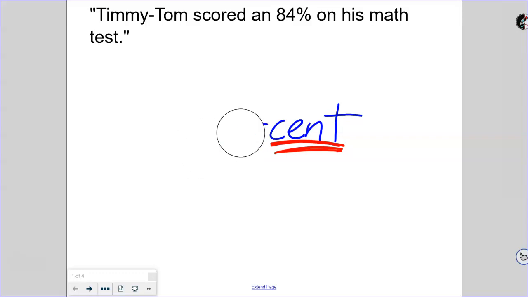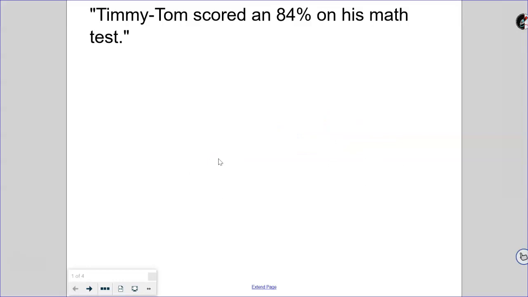So to be clear about something, when Timmy Tom scored an 84%, that means that he scored 84 hundredths of the points correctly. But now I want to make sure you understand something. That does not mean that Timmy Tom's test had 100 questions and that he scored 84 of them correctly. It doesn't mean that there was 100 points and he scored 84 points correctly. That's not what it means. What it means is that Timmy Tom took a test and the score that he got ended up being equivalent to 84 hundredths, because that's what 84% is.